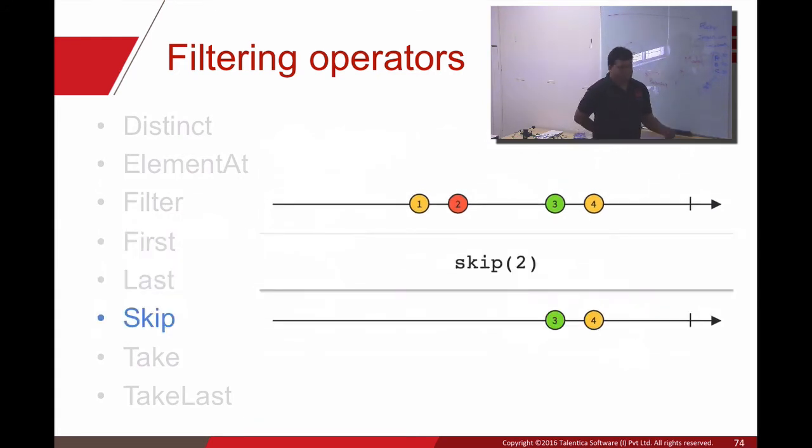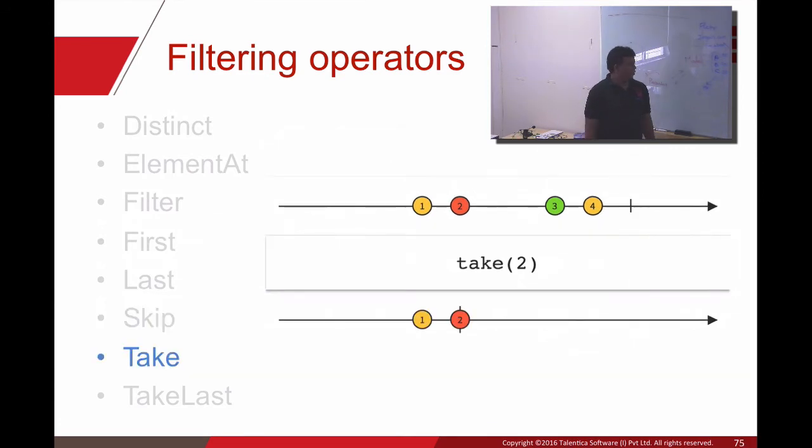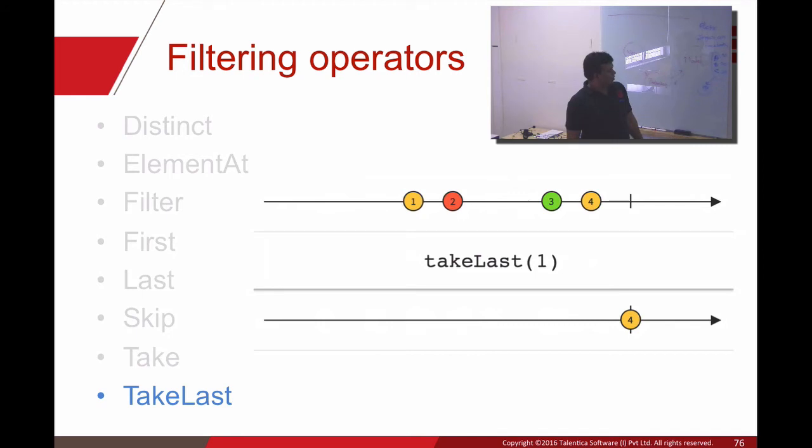You can skip some initial values if you want. If you want to take just the first n values, you can use take. It will take just the specified number of values, and it will call onComplete. TakeLast will take values from the end. If you pass 1, it takes the last value; if you pass 20, it will take the last 20 values.